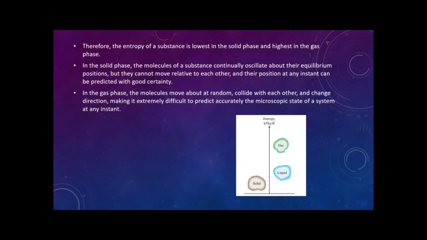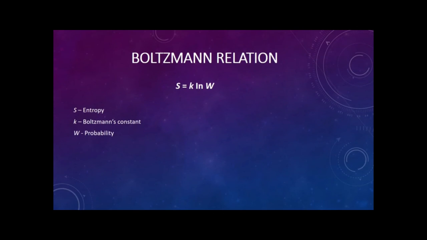While in the gas phase, the molecules move about at random, collide with each other, and change direction, making it extremely difficult to predict accurately the microscopic state of a system at any instant. So this is the Boltzmann relation, which shows that the entropy equals the Boltzmann constant times the natural log of probability.